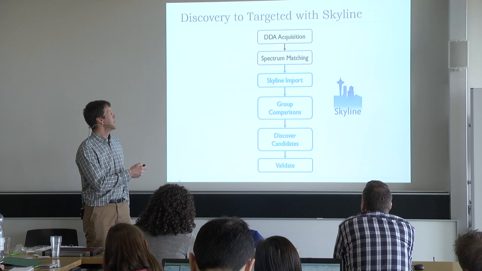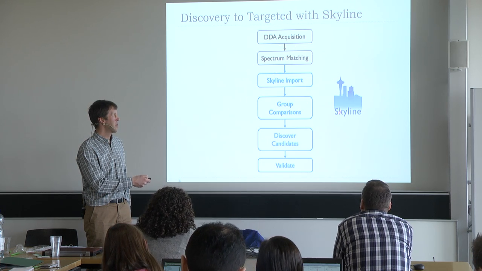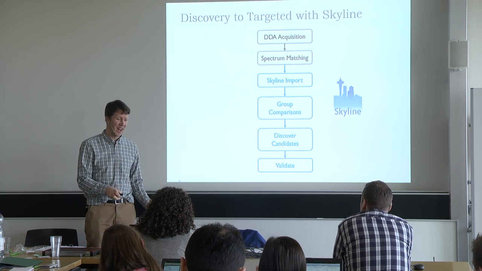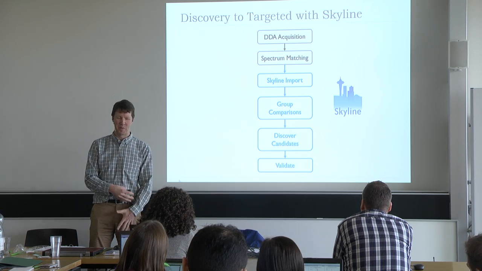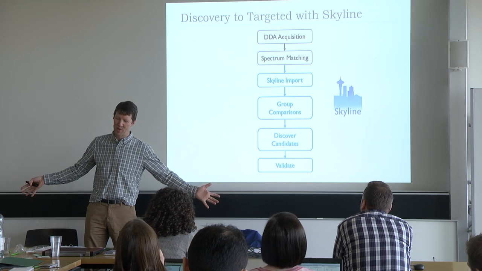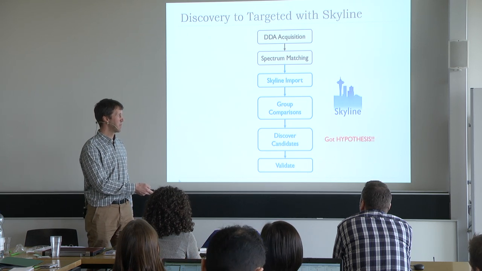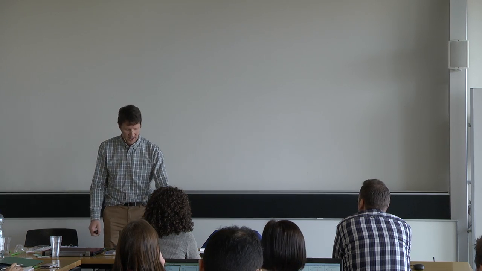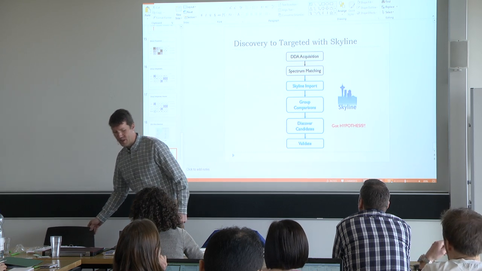And so what we're going to be doing here is, again, we're not even going to do the Skyline import. We're going to do the group comparisons. We're going to see if we can discover some candidates to take to the next phase. We're not actually going to do a validation experiment, but the idea is that this is maybe something like a workflow that you would take from a profiling experiment to being ready to do a validation experiment. So this is where you would create your hypothesis. And that's it.